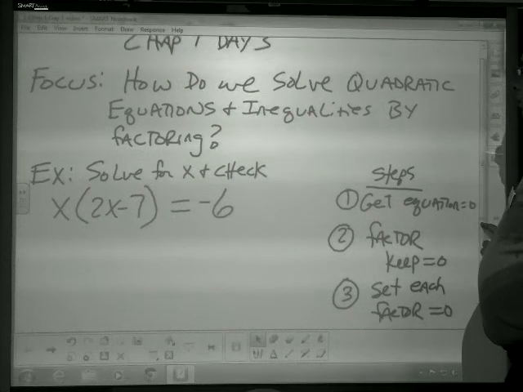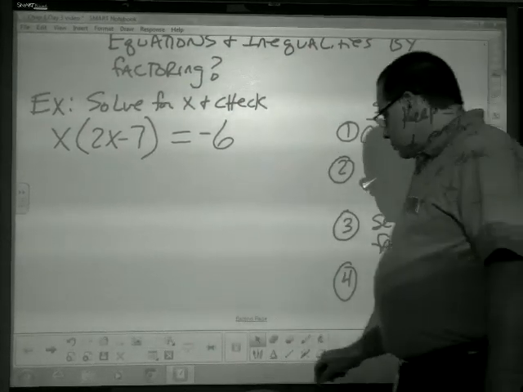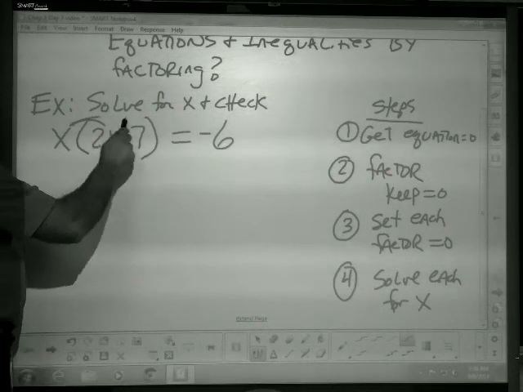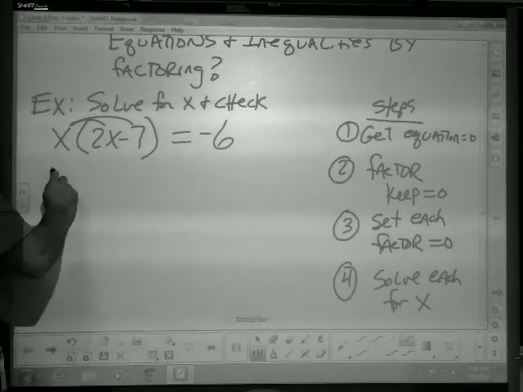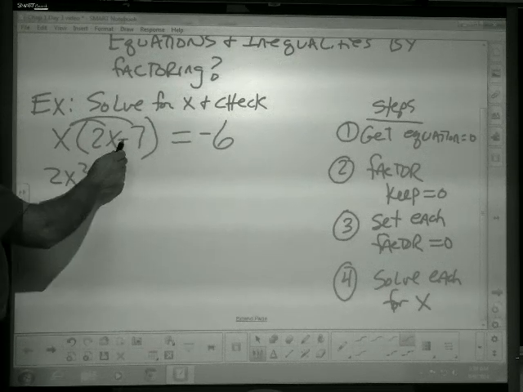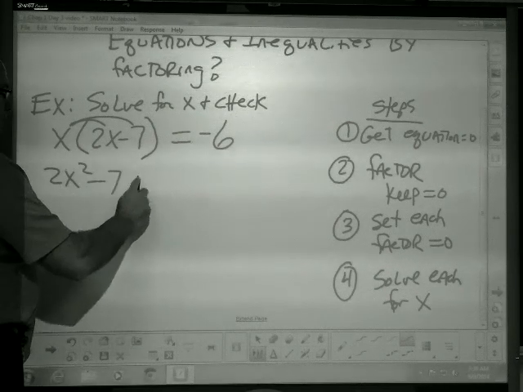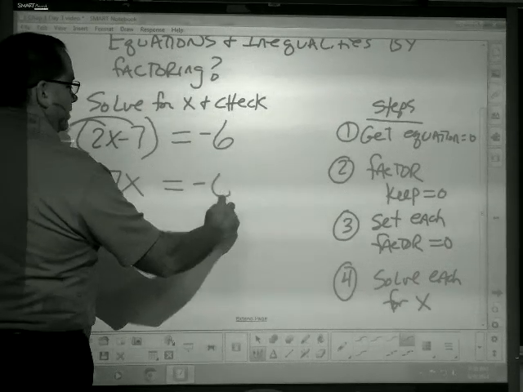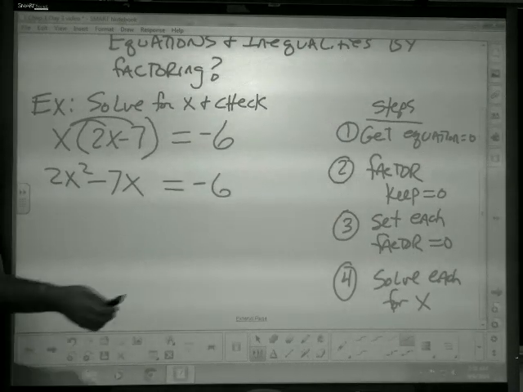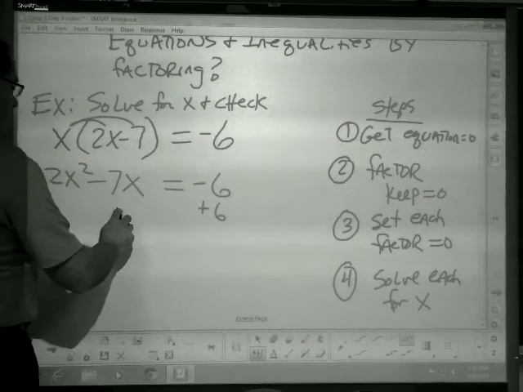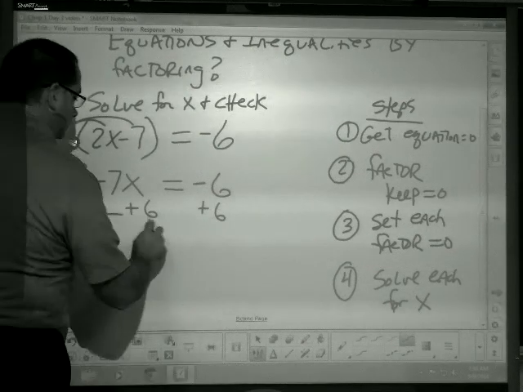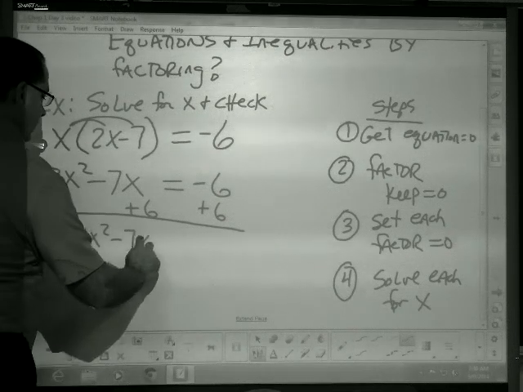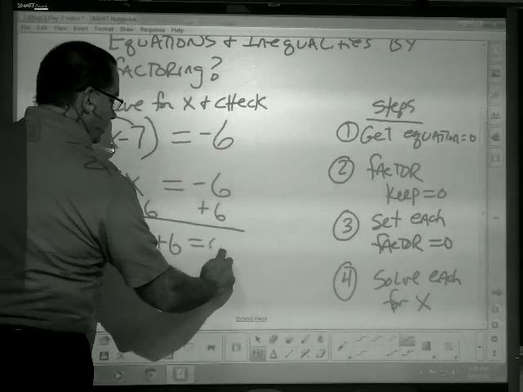in order to solve. So first thing we're going to do is do a little bit of math to get it equal to 0. But I'm going to go ahead and distribute. So x times 2x is 2x squared. X times a negative 7 is a negative 7x, or minus 7x. And that is still equal to negative 6. Still not equal to 0 yet. So let me add 6 to both sides. And I have 2x squared minus 7x plus 6 equals 0.